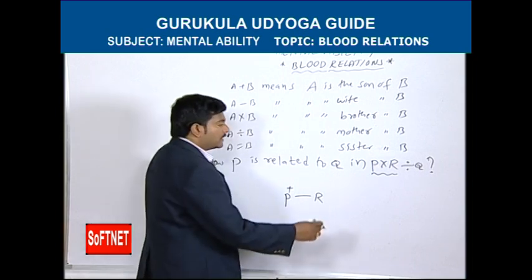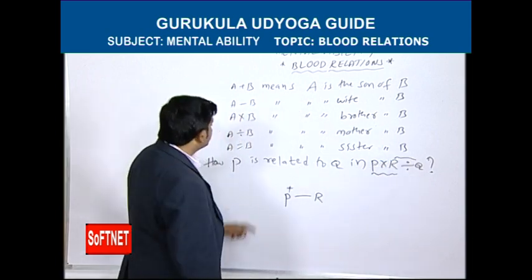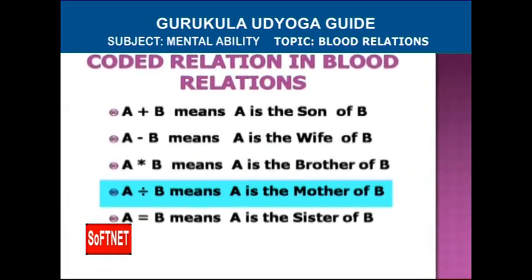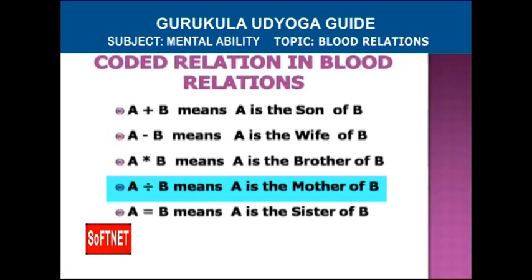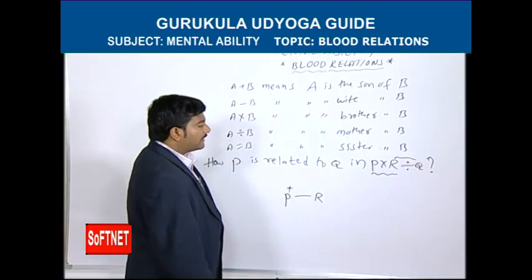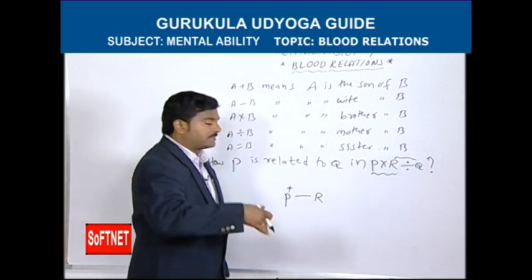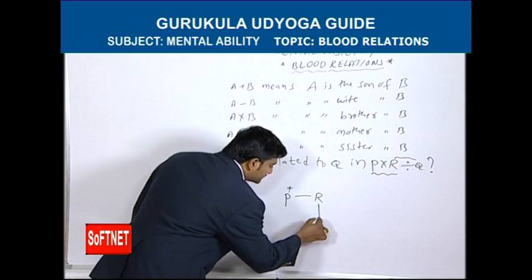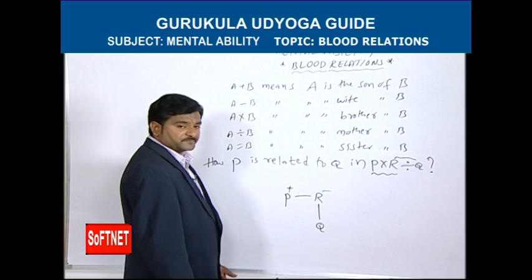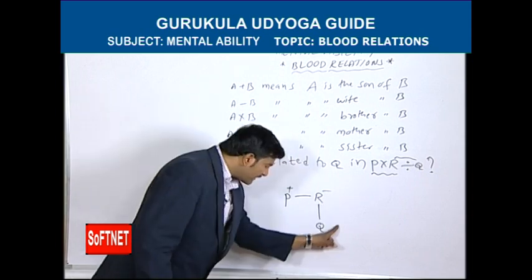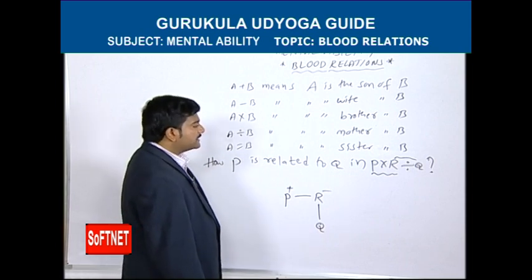Now simply find out the relation between R and Q. R divided by Q. What about A divided by B? A divided by B means A is the mother of B. So R divided by Q means R is the mother of Q. What is the gender of R here? Female, because R is the mother of Q. Next generation. Okay, I hope you understood.